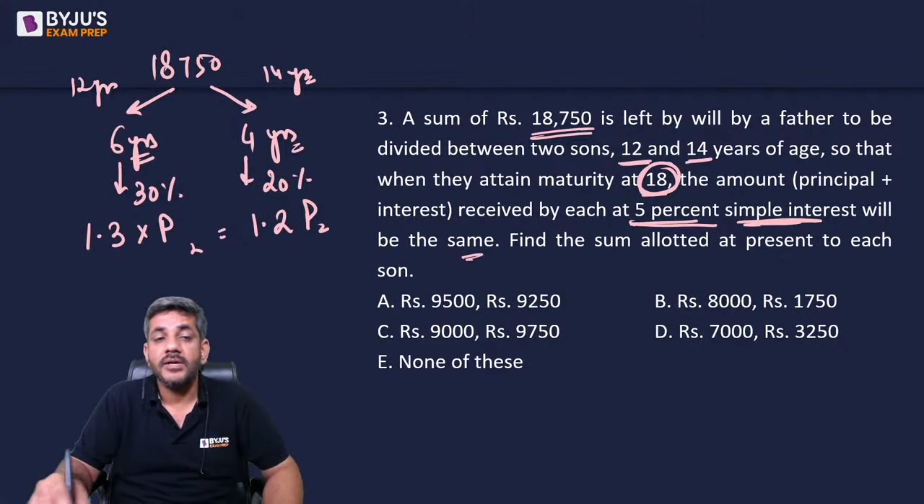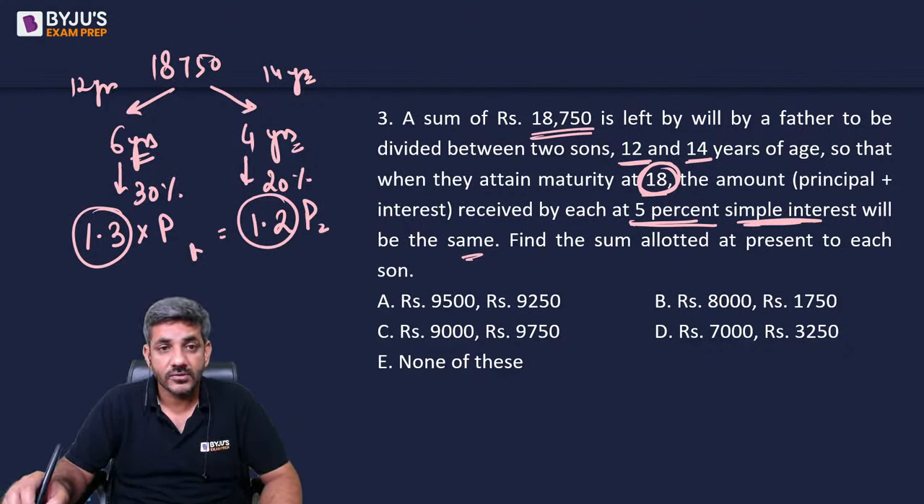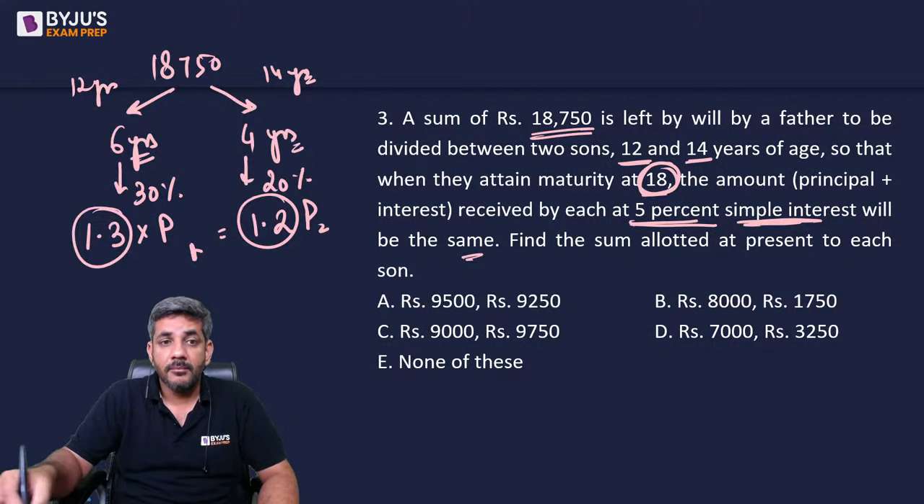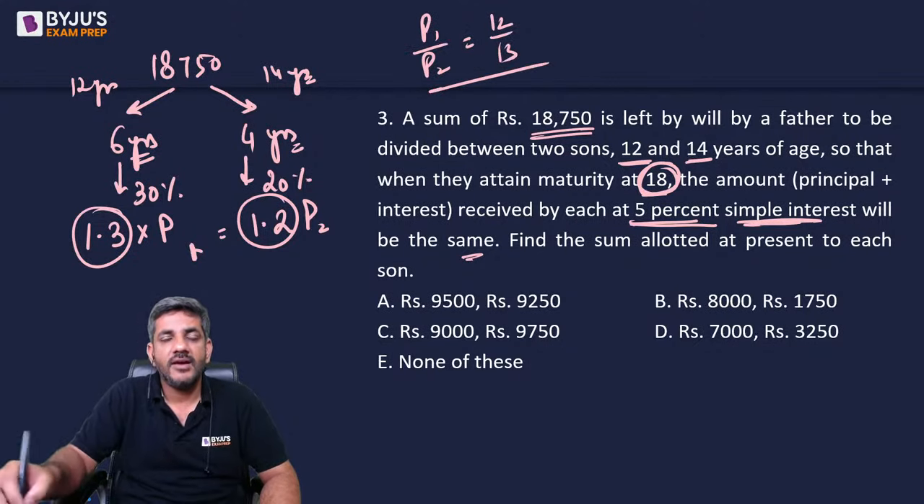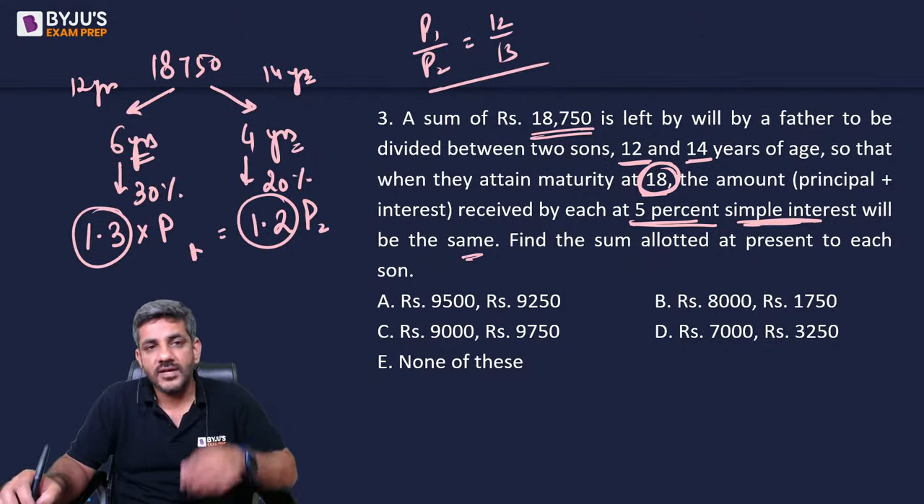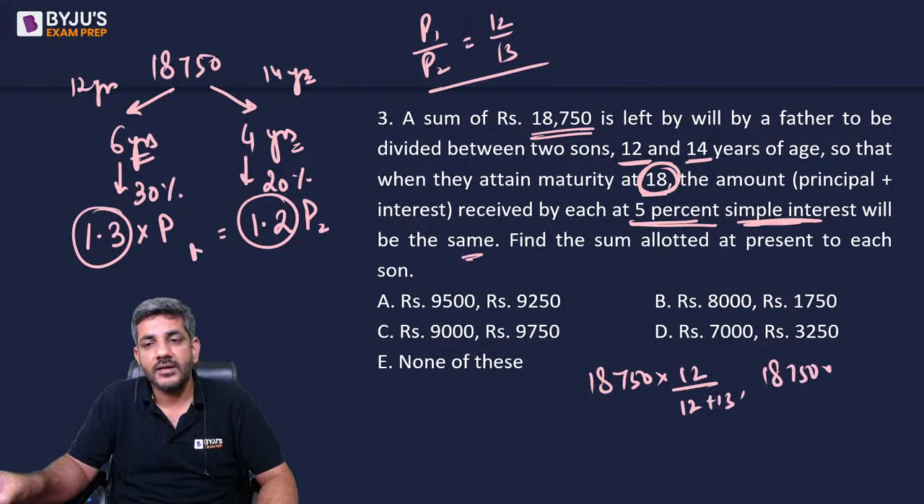If these two should be equal, that straight away means the ratio of the two principals is the ratio of 1.3 and 1.2, in reverse. Because if 1.3 P1 is equal to 1.2 P2, I can say P1 divided by P2 is equal to 12 divided by 13. So divide 18,750 in the ratio of 12 by 13. So I can say one of them would be 12 by 12 plus 13 and the other one would be 13 by 12 plus 13.